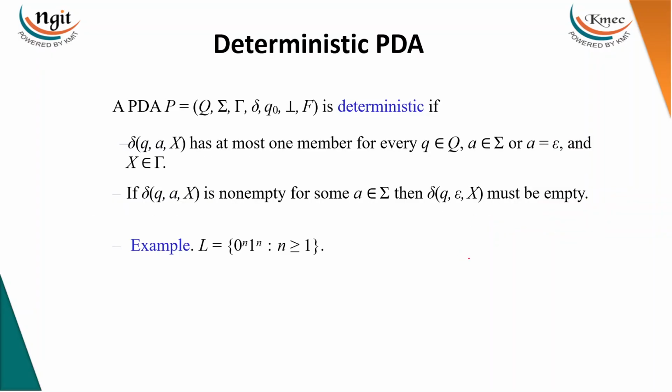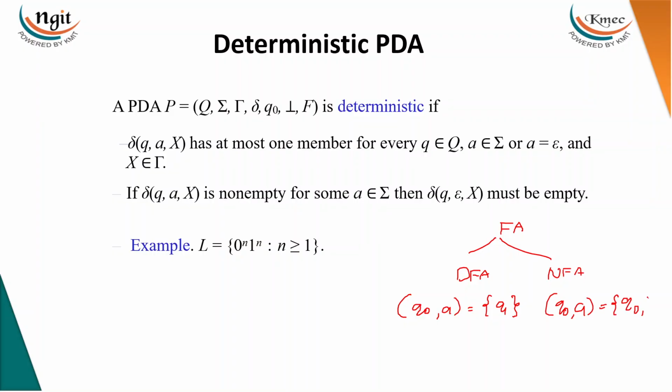Then what are the types of PDA? See, we have two types of automata, right? Finite automata, we have two types: one is DFA and another one is NFA. DFA means on any state, if you read any input symbol, it should go to exactly one state. NFA means on any state, if you read any input symbol, it may go to zero states or one state or more states. So same state, same input symbol, but we are going to two different states.